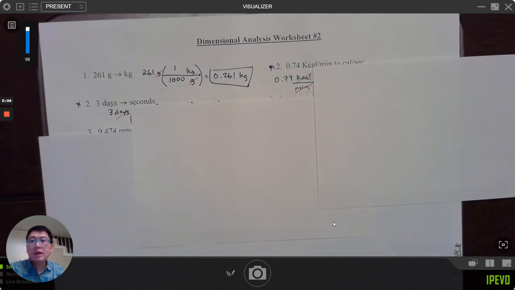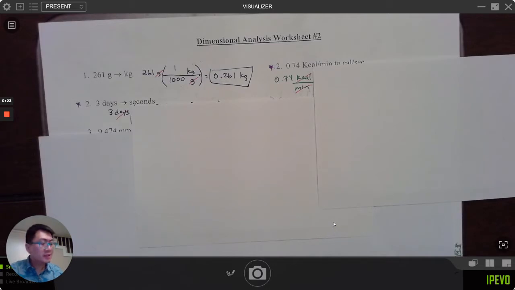Okay, so right now I want to go over this worksheet that's labeled Dimensional Analysis Worksheet number 2. I will go out of order, primarily because I've already done all the answers here, and I'm just going to go over and review each of the specific answers.